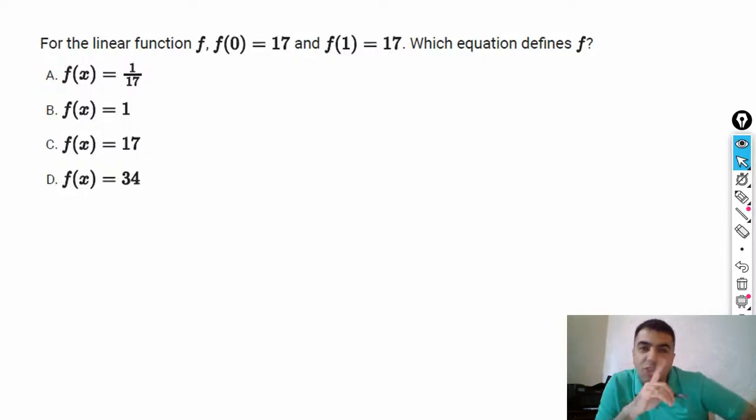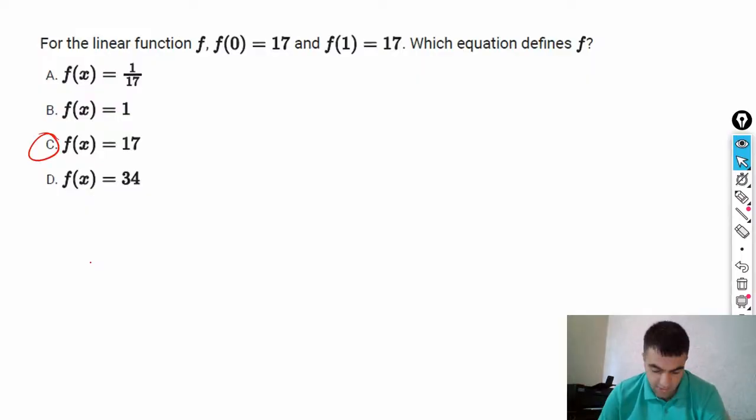For the linear function f, f of 0 is equal to 17, and f of 1 is equal to 17. Which equation defines f? Mr. Turan found. You are first. The answer is C. Mr. Farid says C. Yeah, this is C actually.